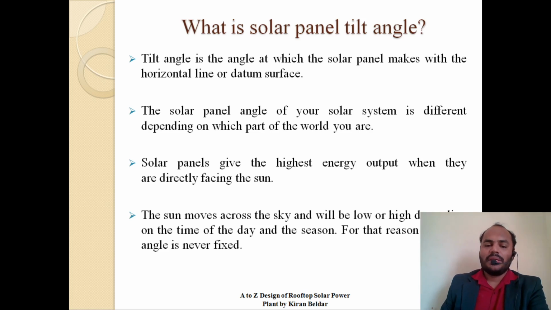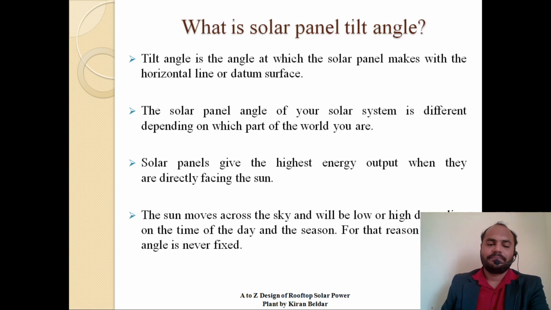Solar panels give the highest energy output when they are directly facing the sun. Basically, whenever direct normal solar radiation is incident over a solar panel, at that time the solar panel gives the highest energy output. So it is very important to set the solar panel tilt angle to get maximum output from the solar radiation.